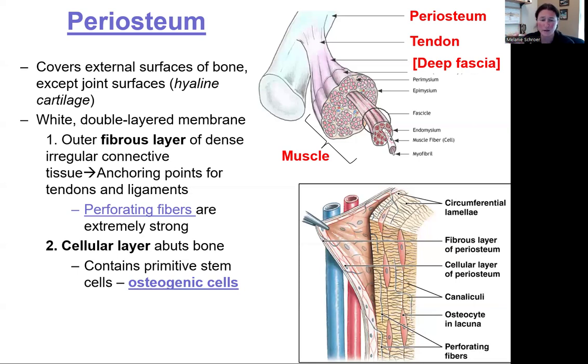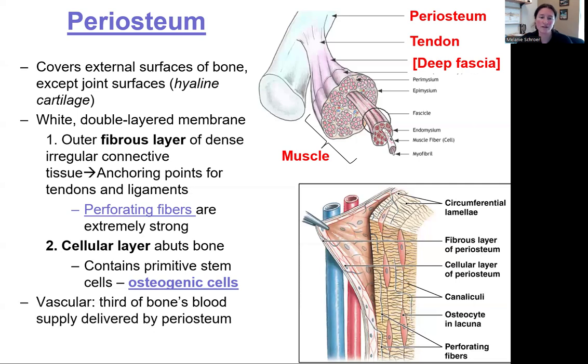That is, depending on the needs of the body, the needs of the bone at the time, these osteogenic stem cells can be triggered to become a bone building cell, a bone breaking down cell. They can be triggered to become cartilage cells. So anything bone and bone adjacent, these stem cells can grow up to become.